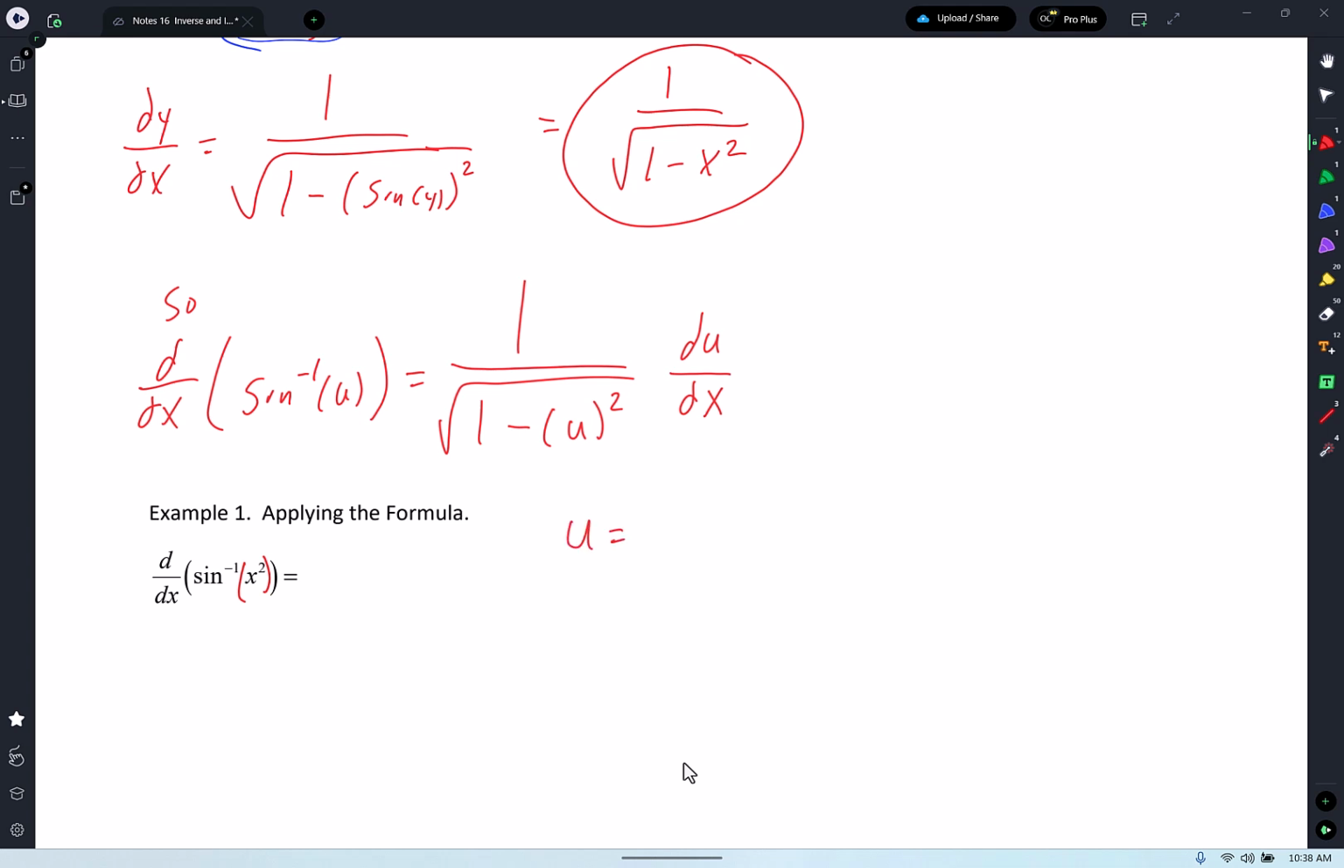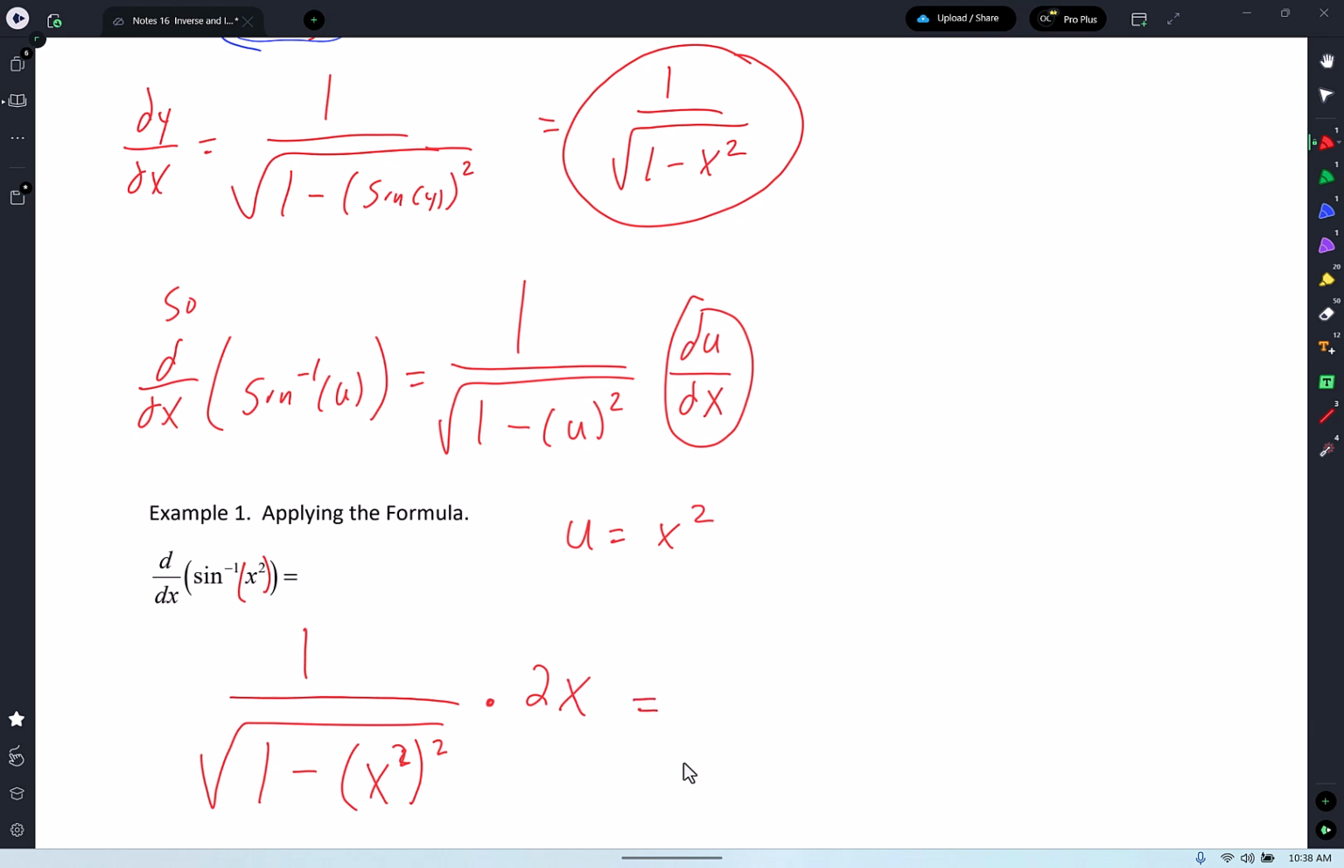I'm going to write here that my u is x squared. So here we go. I'm just taking the derivative, guys. That's all I'm doing. So 1 over square root of 1 minus parenthesis x squared, close it, squared, times du dx. So what's the derivative of u? 2x. Good. So my derivative is 2x over square root of 1 minus x to the 4th. There it is. That's the derivative of arc sine x squared. It's just using the formula.